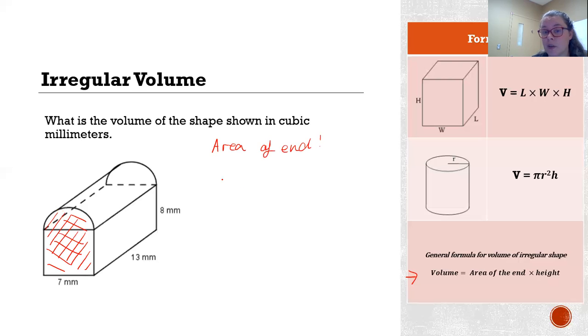So to calculate that, we need the area of the square. The area of the square is going to be 7 millimeters across here, and we have 8 millimeters going upwards. 7 by 8 gives us 56 millimeters squared. Now we need the area of the semicircle.